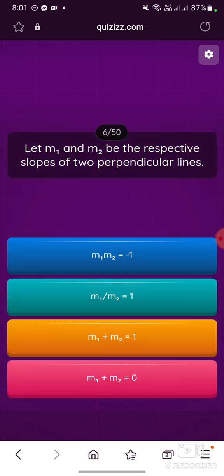Let m1 and m2 be the respective slopes of two perpendicular lines.